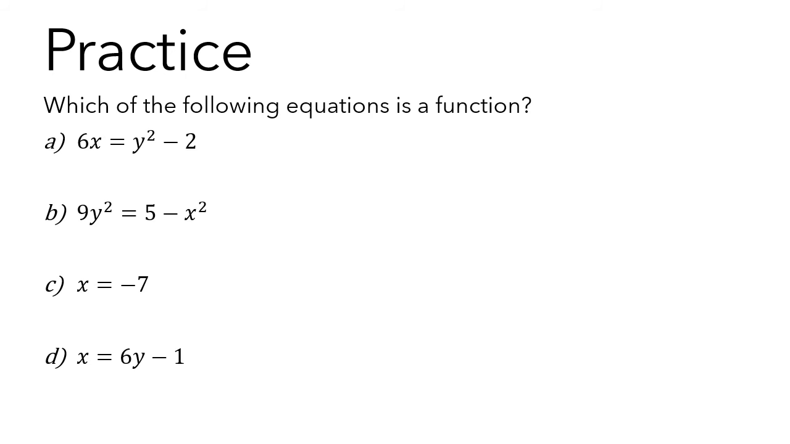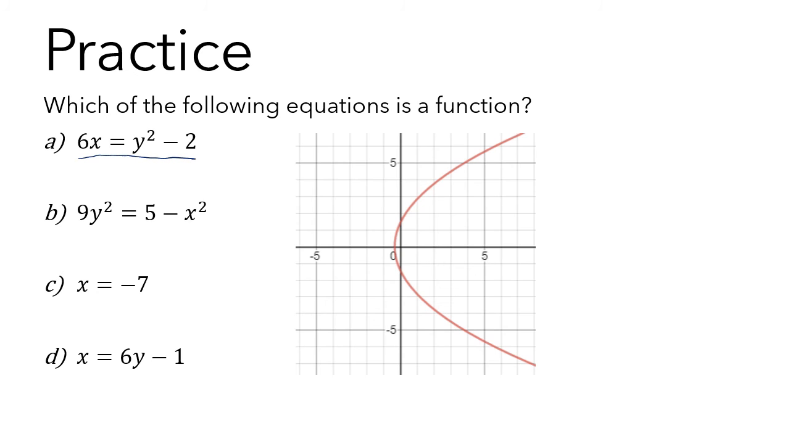Which of the following equations is a function? To solve this, we don't have a graph, so let's just graph this expression right into the Desmos calculator. It graphs this for us, and we get the following. Obviously, this does not pass the vertical line test. We've got two intersections here, so that first one does not form a function. We can cross it off.